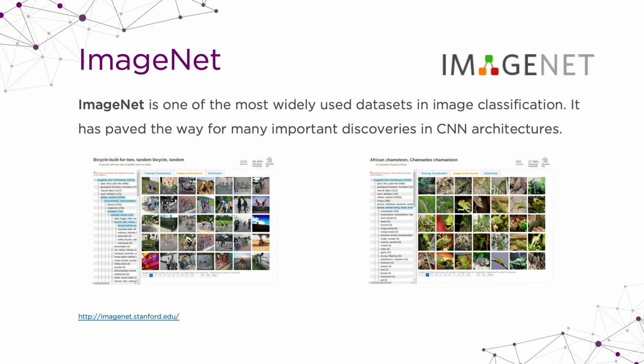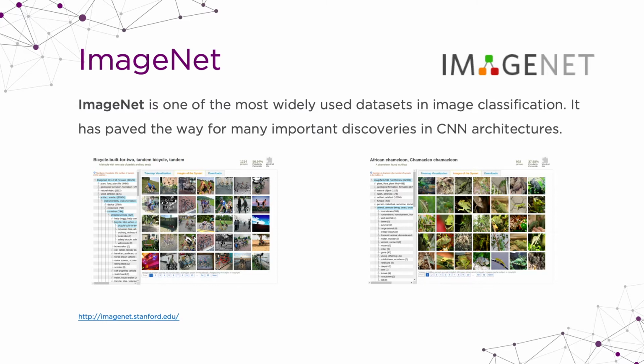All right, let's move on to ImageNet. In my opinion, this is one of the most important datasets out there. It's one of the most widely used for image classification, and it's responsible for many, many important discoveries in CNNs. In fact, I would probably argue that if it wasn't for the ImageNet dataset, we probably wouldn't be in this room today, because a lot of important discoveries were made that have really made the community understand the power of convolutional neural networks. ImageNet has thousands of categories and millions of images.